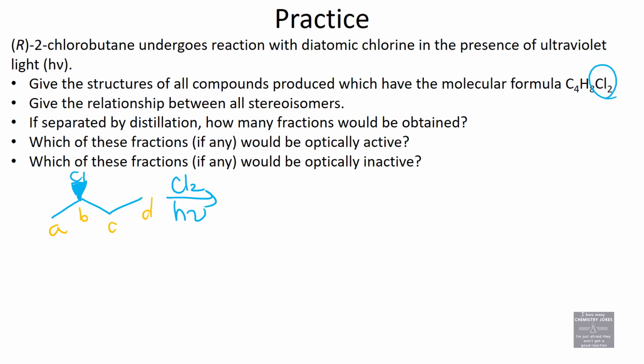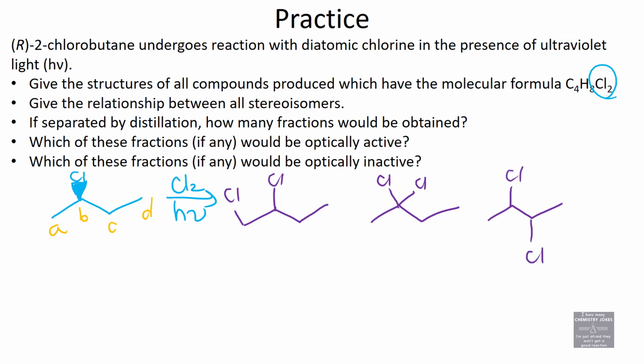4 compounds. If I keep my chlorine, add chlorine. Keep my chlorine, add another chlorine. Keep my chlorine, add a chlorine. Keep my chlorine, add a chlorine. There are my 4 constitutional isomers, but I said we can't ignore stereochemistry this time.